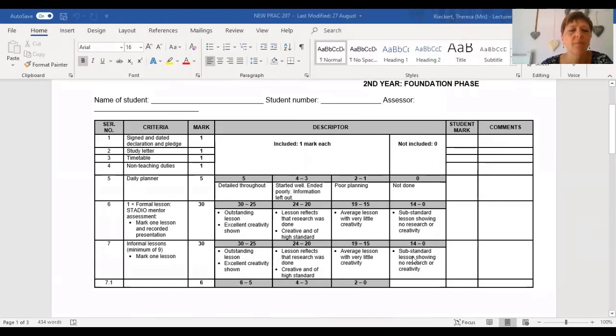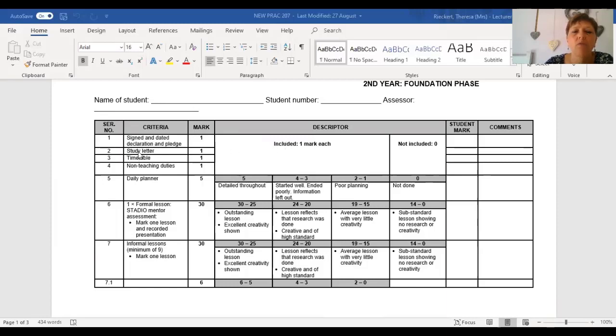Okay, so firstly, you will find that the students should have divisions in their file, and the first division in the file will be for admin stuff. The first 5 points or numbers on the rubric will basically fall under the administrative documents. They get 1 mark for having their signed and dated declaration in there. If it's not signed and dated, then they don't get the mark.